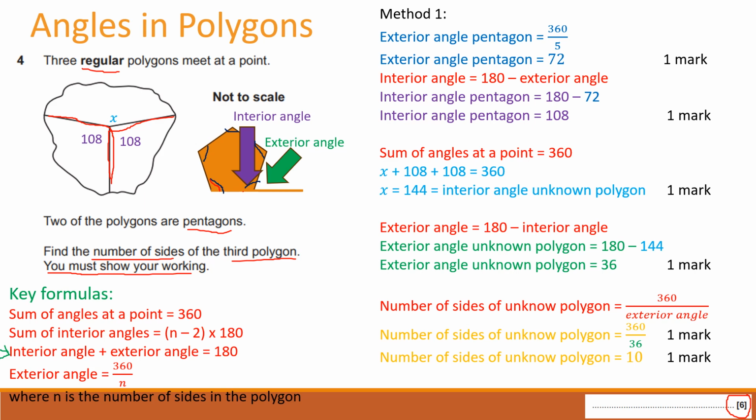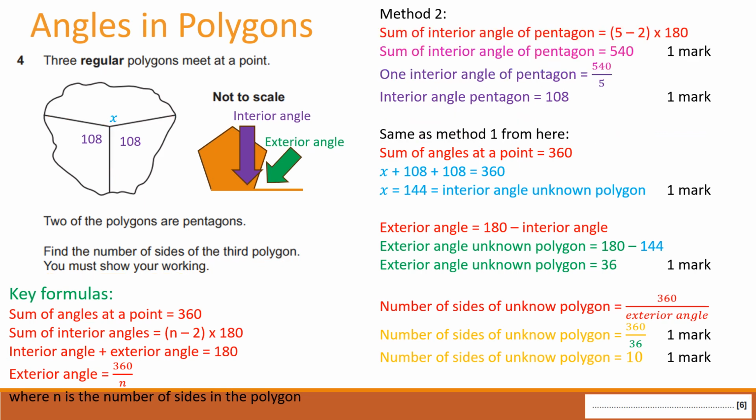That is method 1. Now method 2 is very similar, but it's just a different method to get the interior angle for the pentagon in the first place. From this point here, where I'm just putting a line across, it's going to be exactly the same method down. It's just a different way to get that interior angle in the first place.